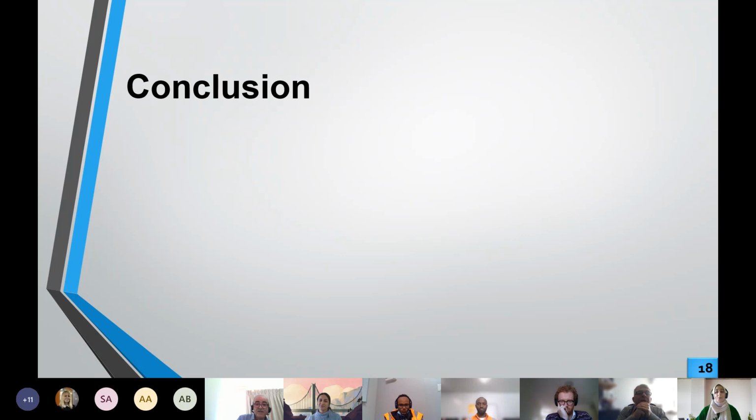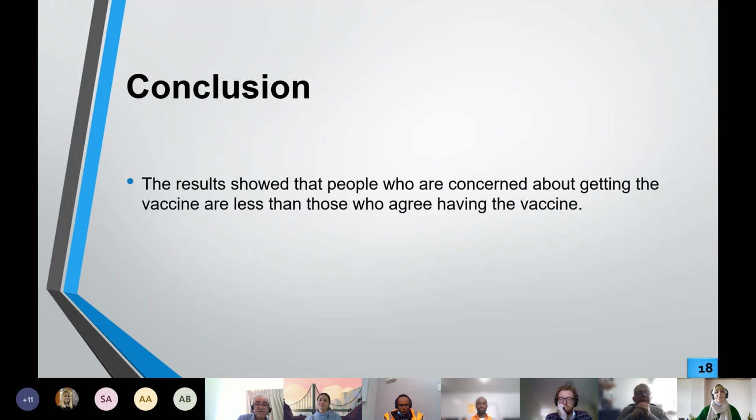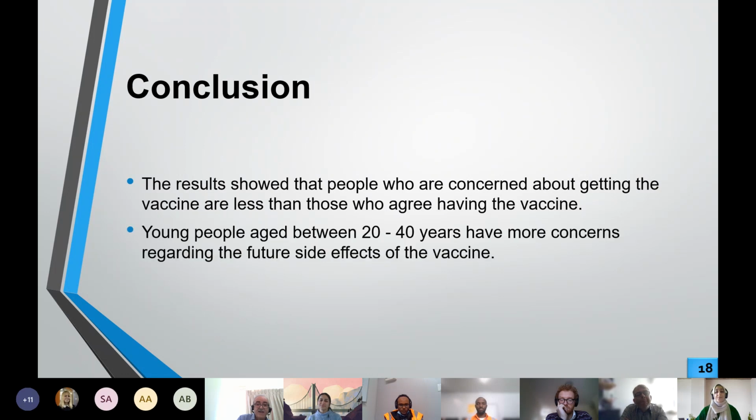To conclude, we can say it is clear from the survey results that people who are concerned about getting the vaccine are fewer than those who agree with having the vaccine. And young people aged between 20 and 40 years have more concerns regarding the future side effects of the vaccine.